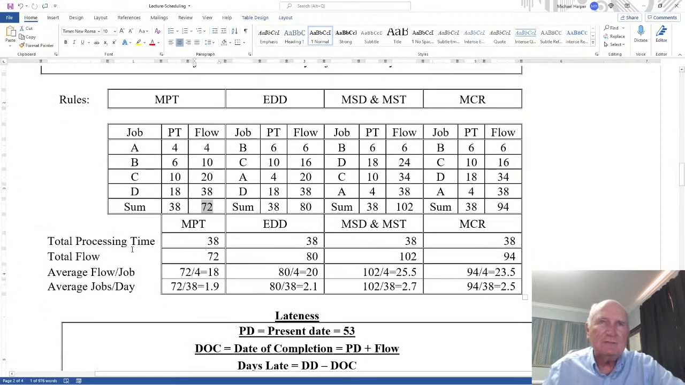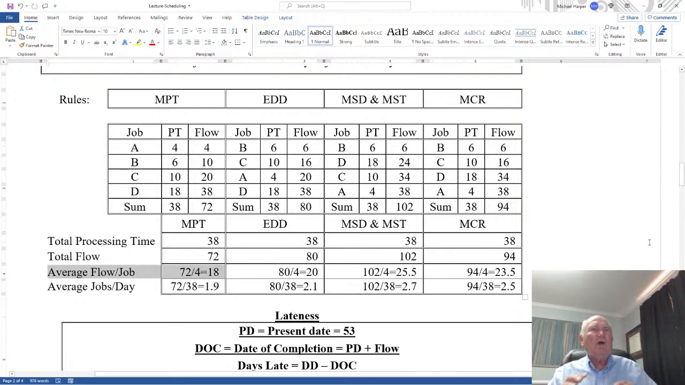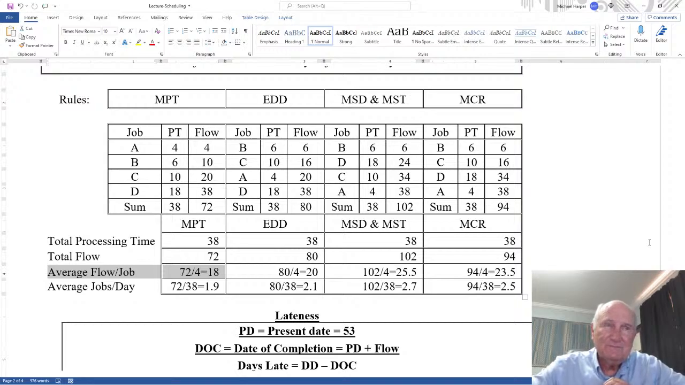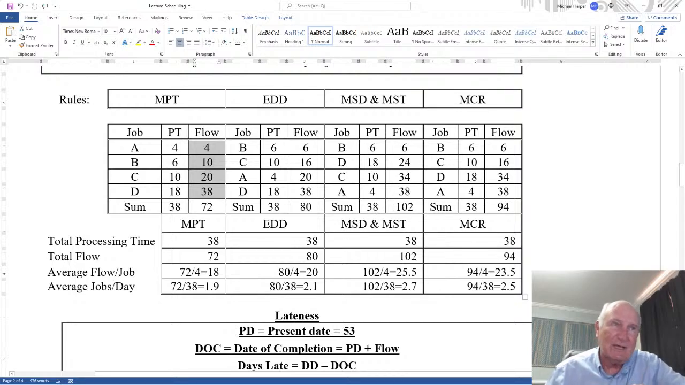Okay, so let's summarize. The total processing time, or makespan, is 38. The total flow is 72. Now watch what I do. If I take 72 and divide by the number of jobs, it's flow per job, right? It's the average flow per job. But remember, what's a flow? Flow is the time spent in the system. So on the average, a job spends 18 days in the system. Notice up here, none of them spend 18 days. It's just an average. It's a metric. It's a diagnostic.